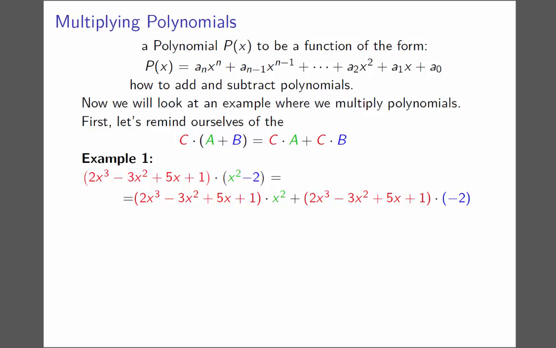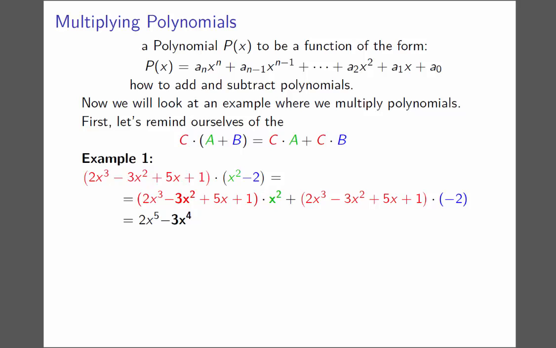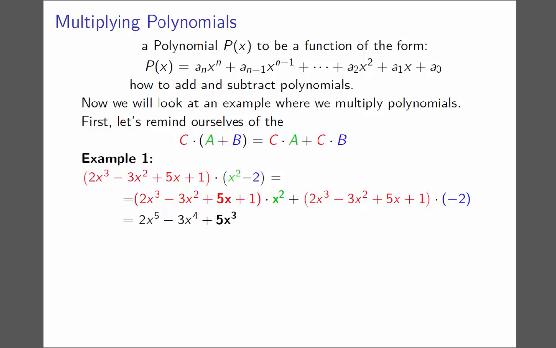Now to compute each of these, we need to distribute again. First we have to distribute x squared to our polynomial, and then we have to distribute negative 2 to our polynomial. Doing this, we get 2x cubed times x squared is 2x to the fifth, minus 3x squared times x squared is minus 3x to the fourth, 5x times x squared is plus 5x cubed, and 1 times x squared is just x squared. That takes care of the first polynomial times x squared.